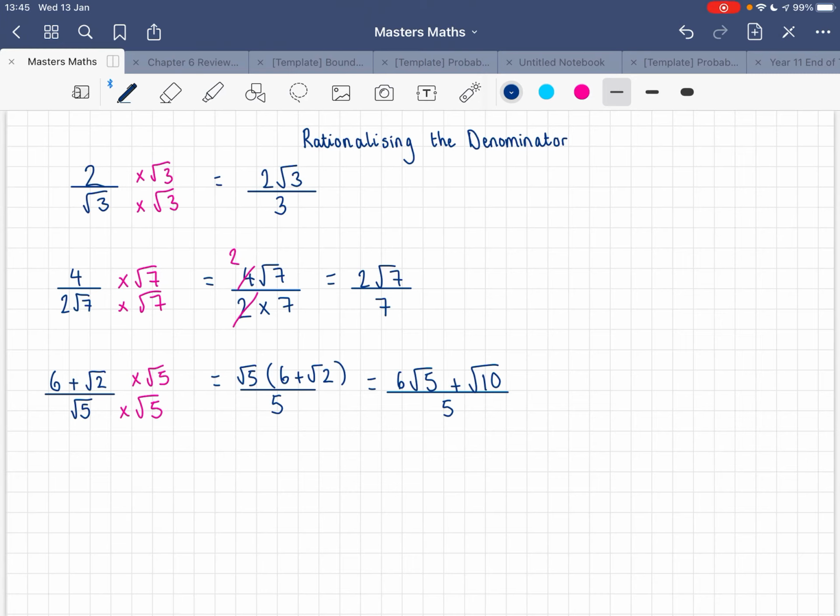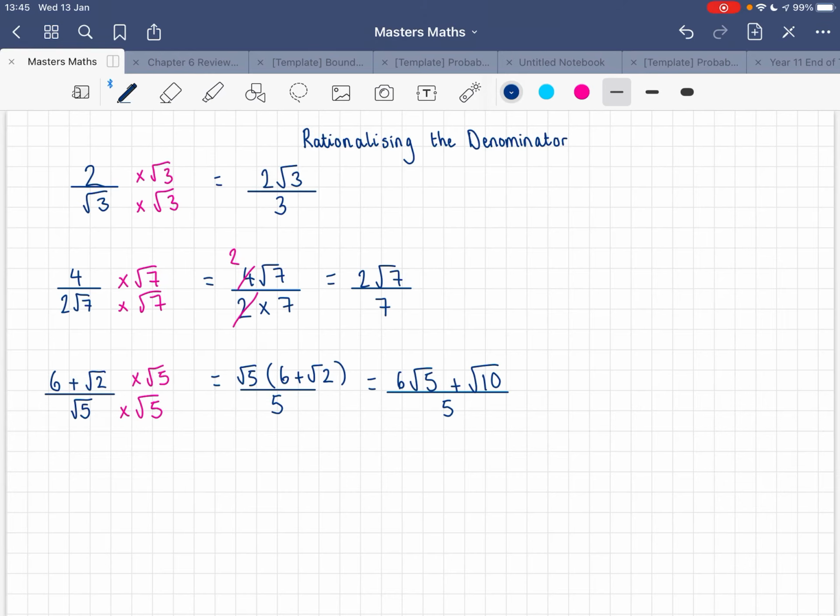Again, there's nothing I can simplify there. I would need to be able to divide the coefficient of the root 5 and the root 10 by 5, and I can't. 6 doesn't divide by 5. The 1 in front of the root 10 that I don't write, but it is there, also won't divide by 5, so I can leave it as it is.